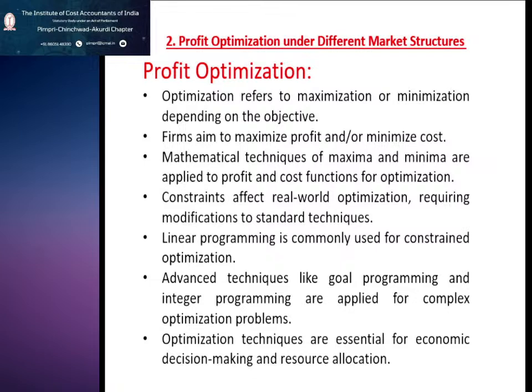Let's understand that first. Optimization refers to the maximization or minimization, depending on the objective with which the profit optimization is thought of or seen. Firms aim to maximize profit or minimize the cost. The mathematical techniques of maxima and minima are applied to profit and cost functions for optimization. There are constraints that affect real world optimization, requiring modifications to standard techniques. Linear programming is commonly used for constraint optimization.